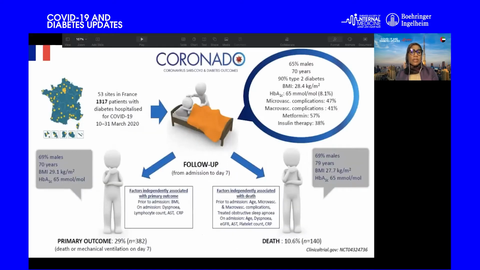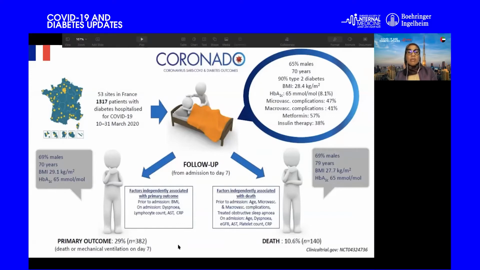Then there was the Coronado study out of France. Here, this was different from the two studies that I've just mentioned in that this was a prospective study. They had 53 hospitals in France where they grouped the patients. So they had more than 1,000 patients that were recruited. And what they did was look at the follow-up from admission to day 7 for the primary outcome and look at death or mechanical ventilation.